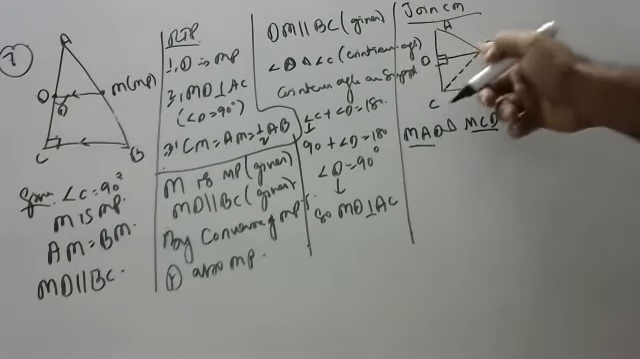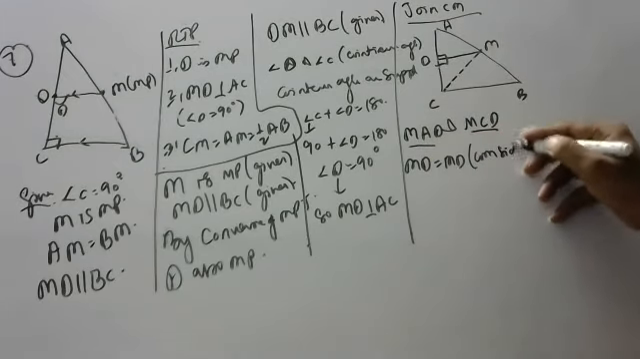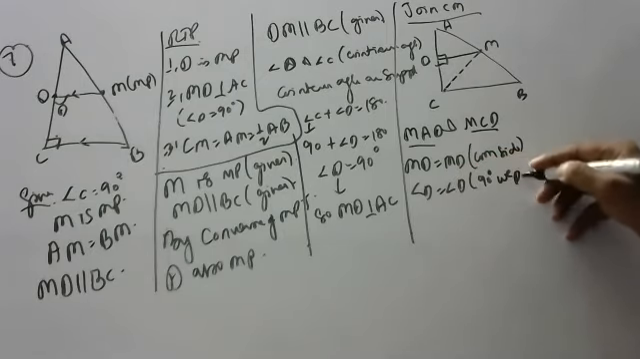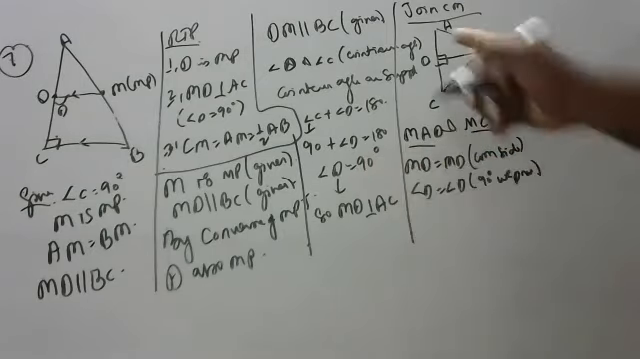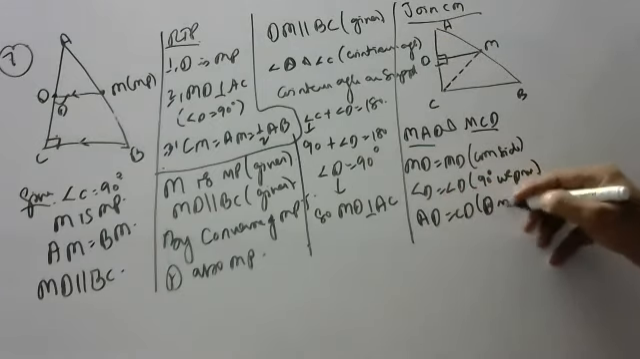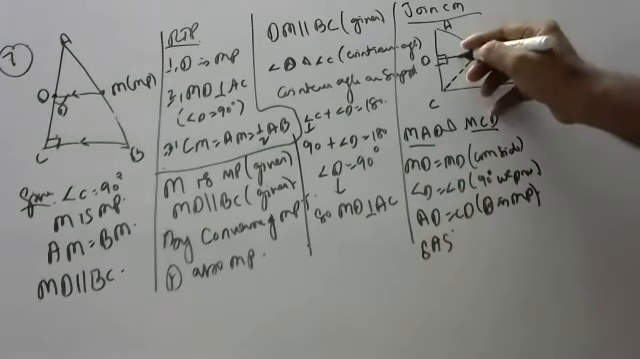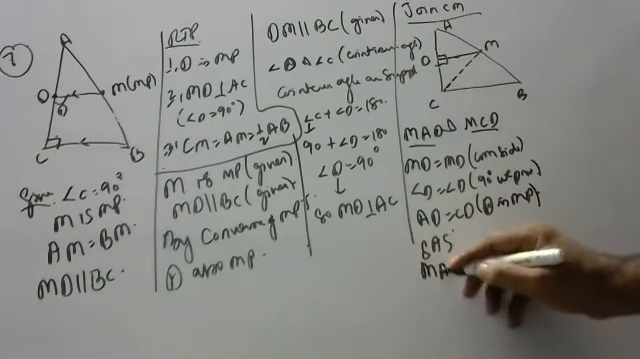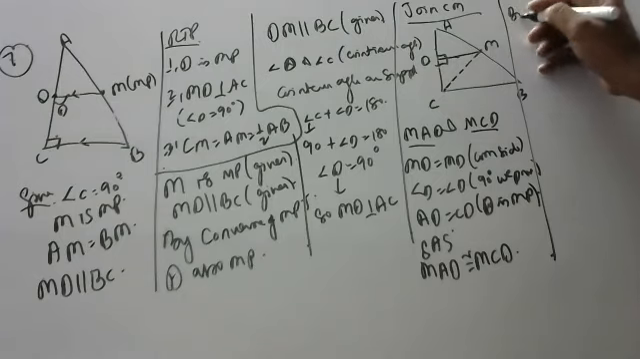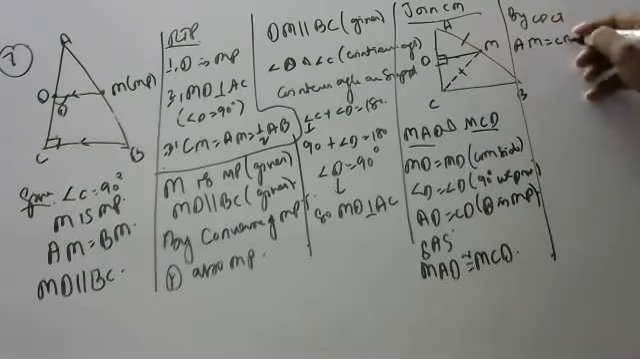So in both, MD is equal to MD. Why, children? A common side. Angle D is equal to angle D, both 90 degrees, we proved. AD is equal to CD. Why, children? D is the midpoint. By SAS, triangle MAD is congruent to triangle MCD. By CPCT, AM is equal to CM.